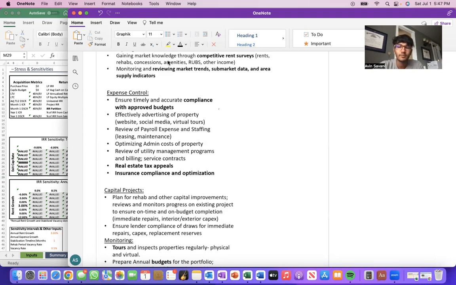Obviously you can do rent comps through CoStar and Yardi and all that, but I think it's also a good strategy to just call in every now and then and see what's going on, right? And then ultimately monitoring and reviewing market trends. So this gets back to your broker or real estate agent contacts, as well as your acquisitions support team.